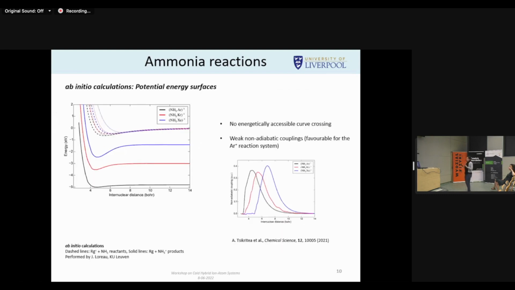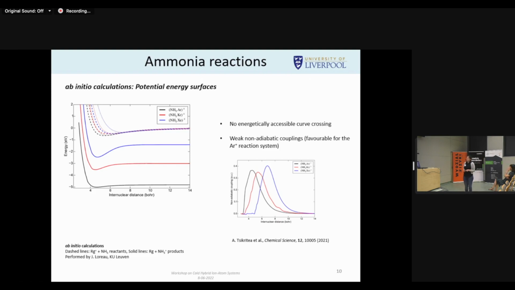And this slide summarizes all the theory. Our collaborators did ab initio calculations to construct the potential energy surfaces for the system. Very briefly, what we saw is that there is no energetically accessible curve crossing between the products and the reactants surfaces. We also saw that there is a weak and broad non-adiabatic coupling between the surfaces, but we noticed that the position of this non-adiabatic coupling is more favorable for the argon reaction system. And this is important for the proposed explanation for what we see.